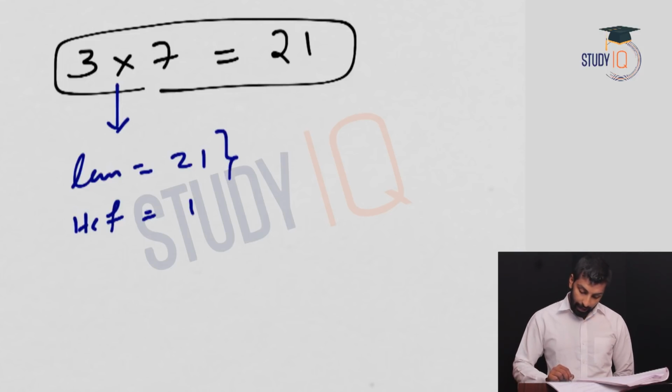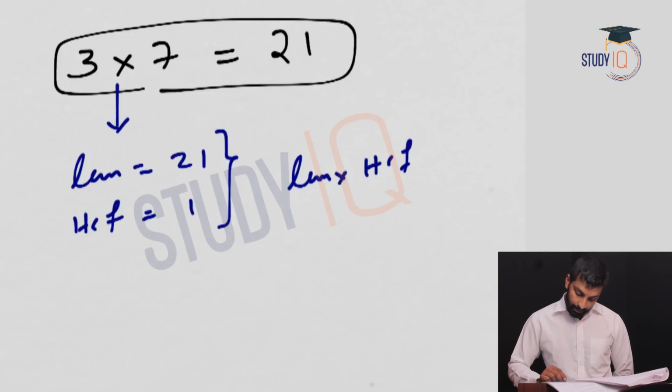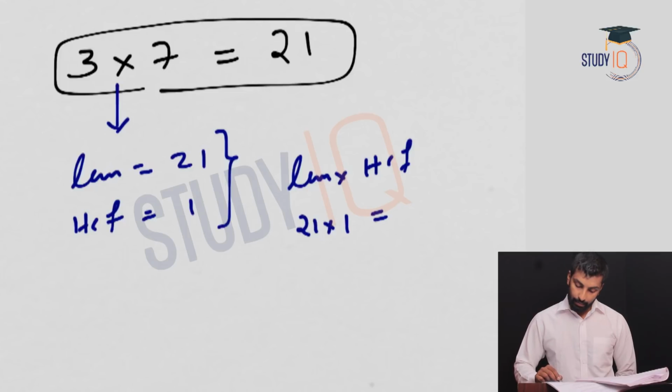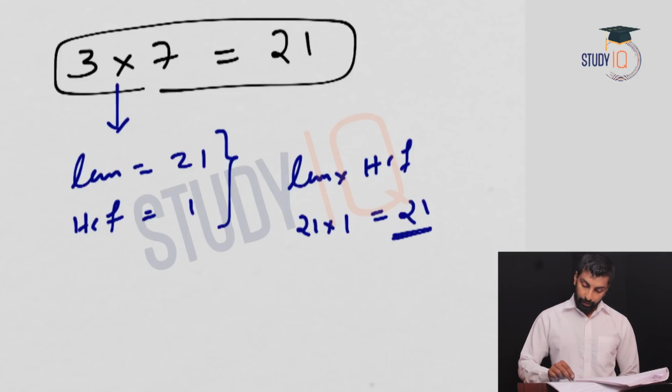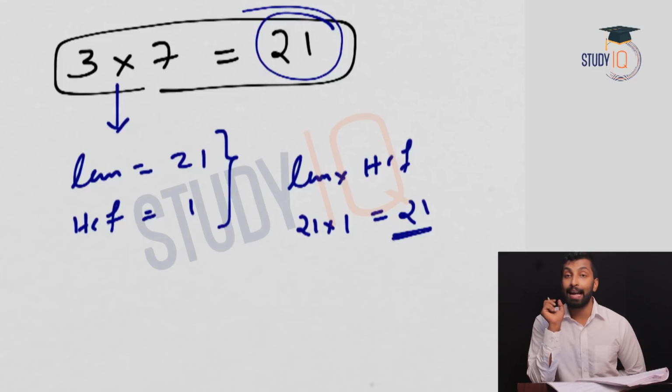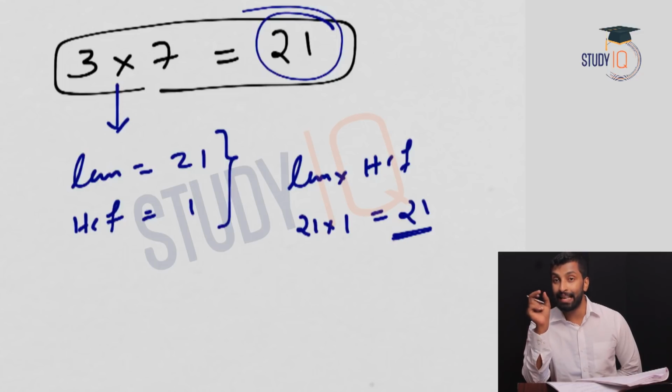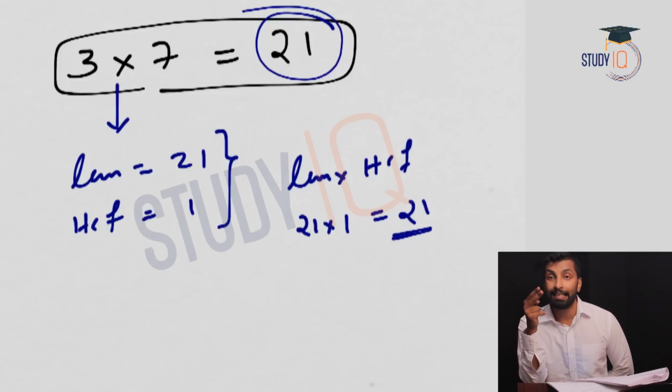Now, the point which I need to tell you is, if you multiply LCM into HCF, what you get is 21 into 1. That is nothing but 21. We already got 21 here. What is that 21? That 21 is actually the product of the two numbers. So what you can conclude is that the product of two numbers is equal to LCM into HCF. Very, very important. Based on this you can get questions and you need to solve them. If you know this concept, many questions you can solve faster.